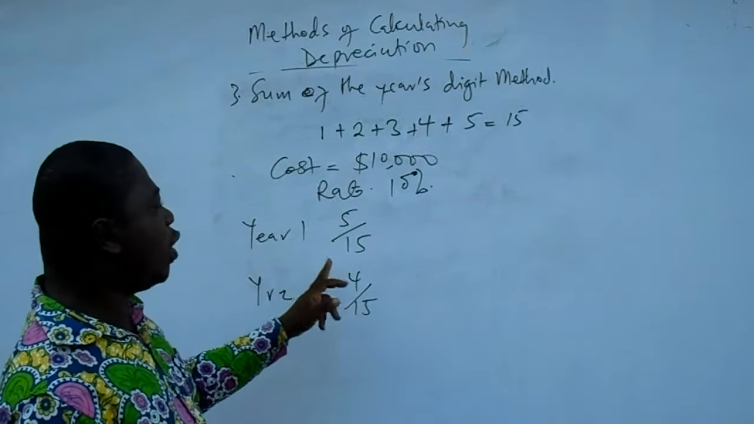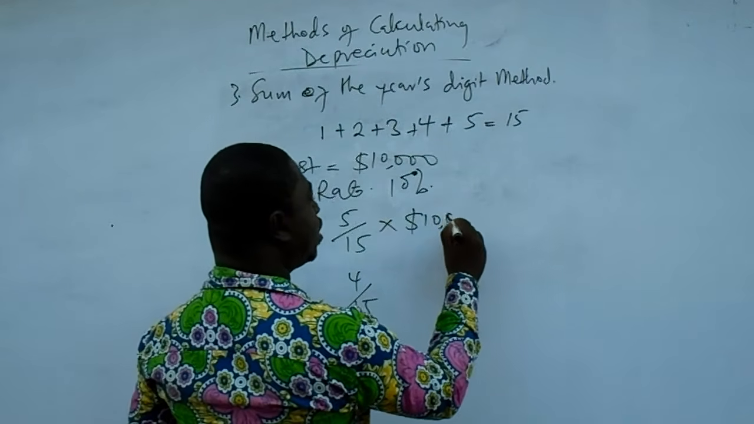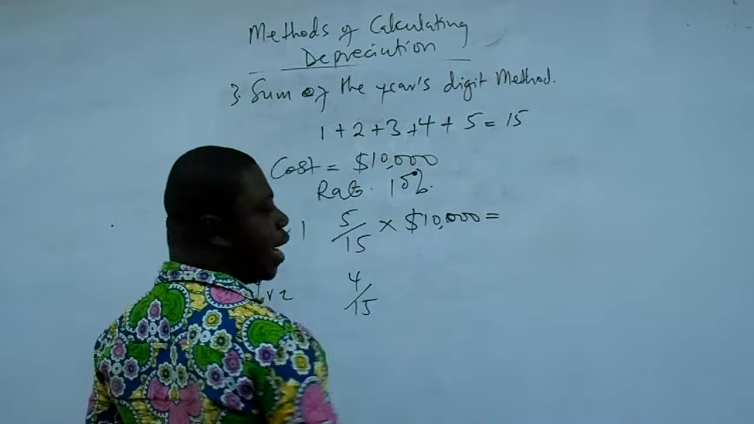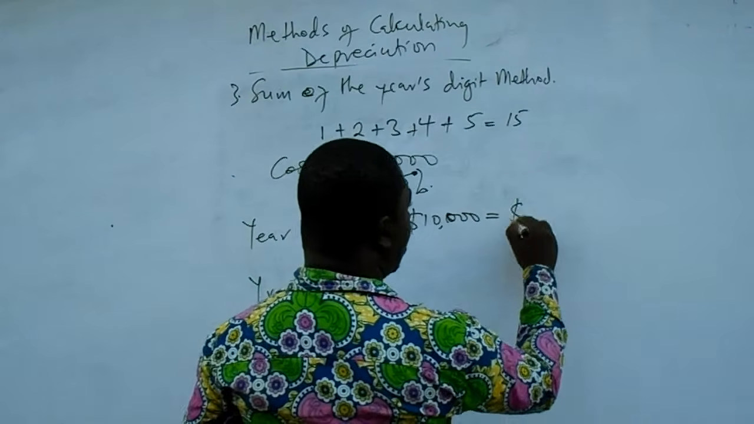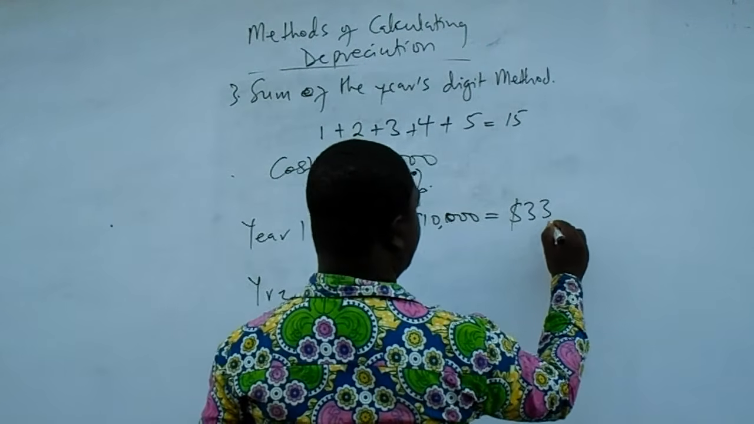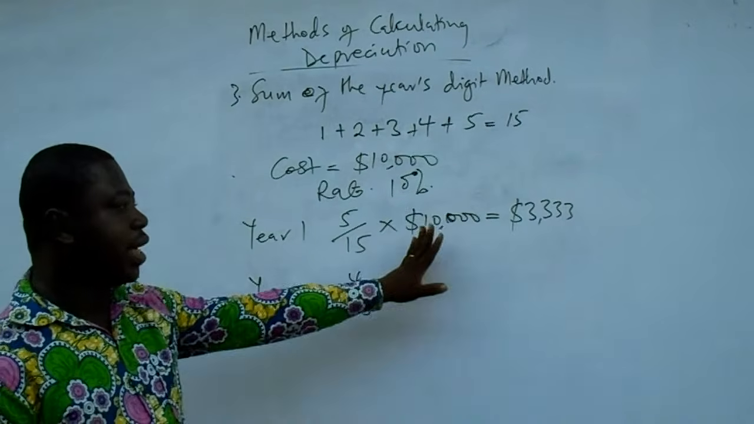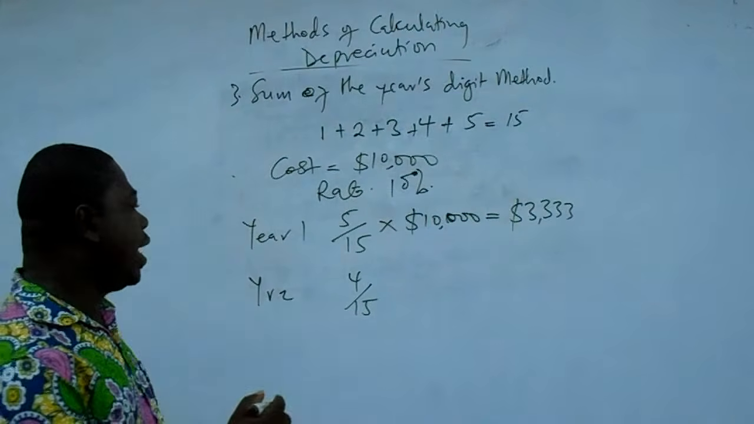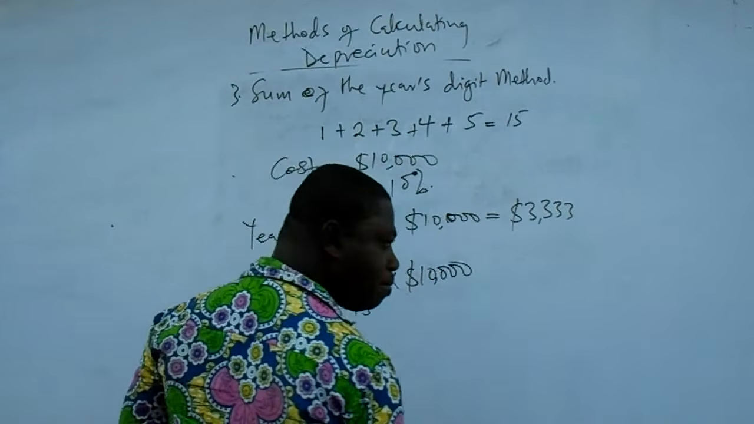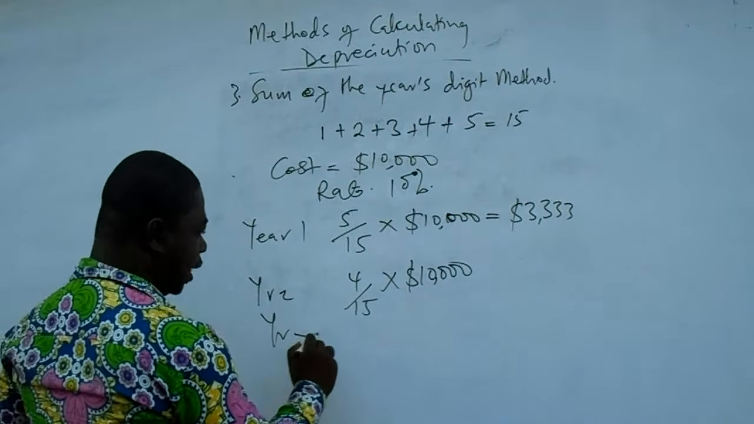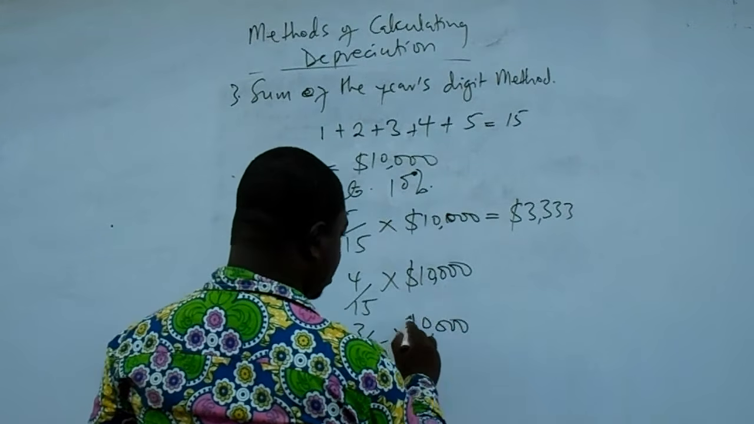And so in year 1, we are going to have 5 over 15 times the cost of the asset, which is 10,000. And that gives us a depreciation charge of, this is 1/3, so we have around $3,333, something like this. So this is year 1. And then in year 2 we have 4/15 times the same $10,000. And then in year 3 we have 3/15 times the same $10,000.